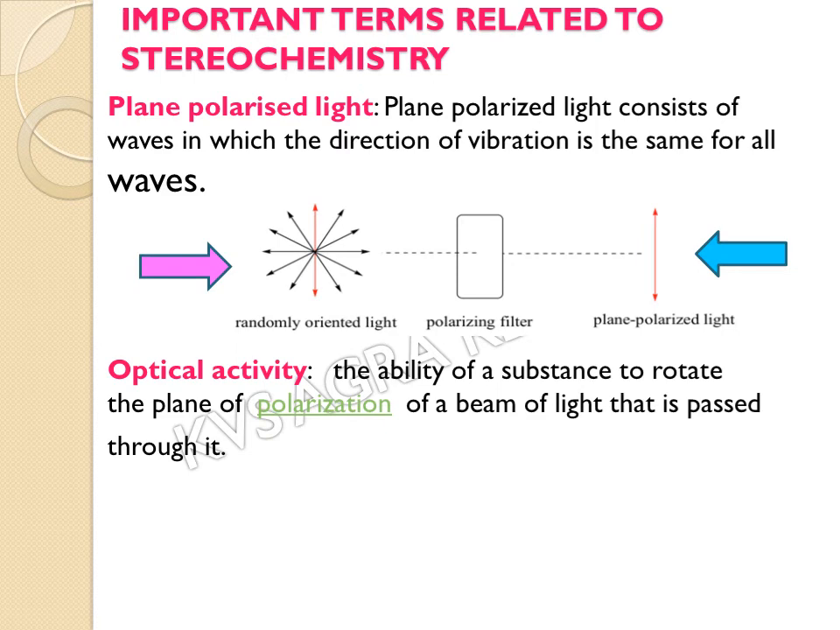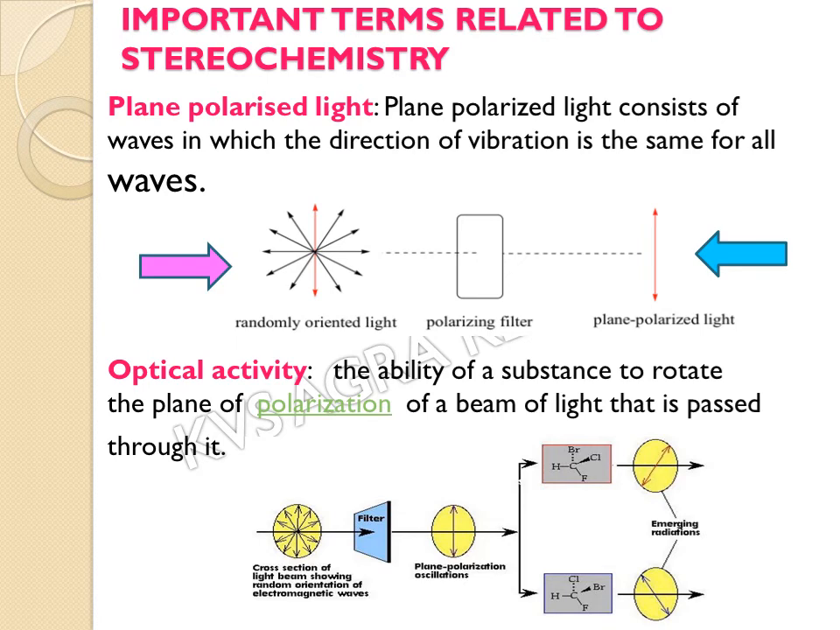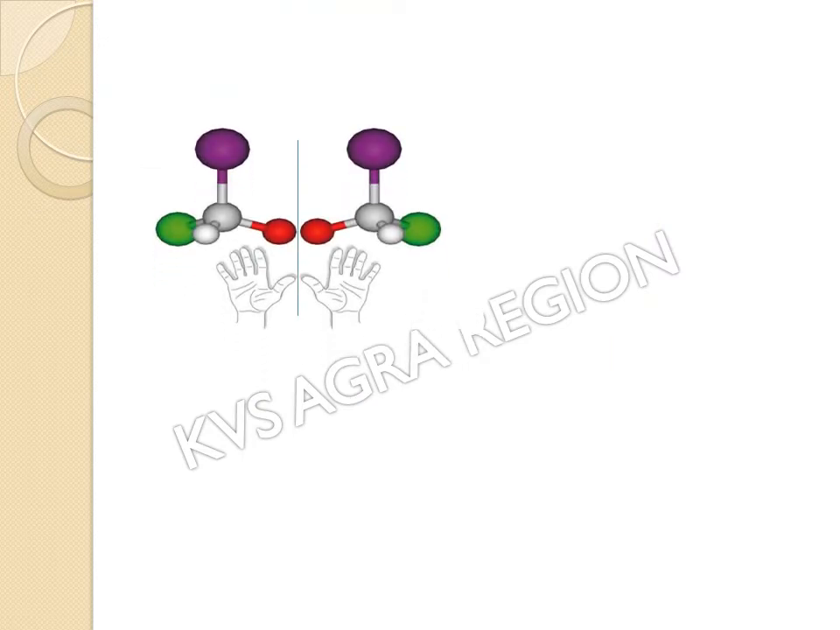Second, optical activity is the ability of a substance to rotate the plane of polarization of a beam of light that passes through it through certain angle. Here we can see the plane polarized light can rotate either in clockwise direction or in anti-clockwise direction. This is known as optical activity. Here we can see that these two figures are the mirror image of each other.